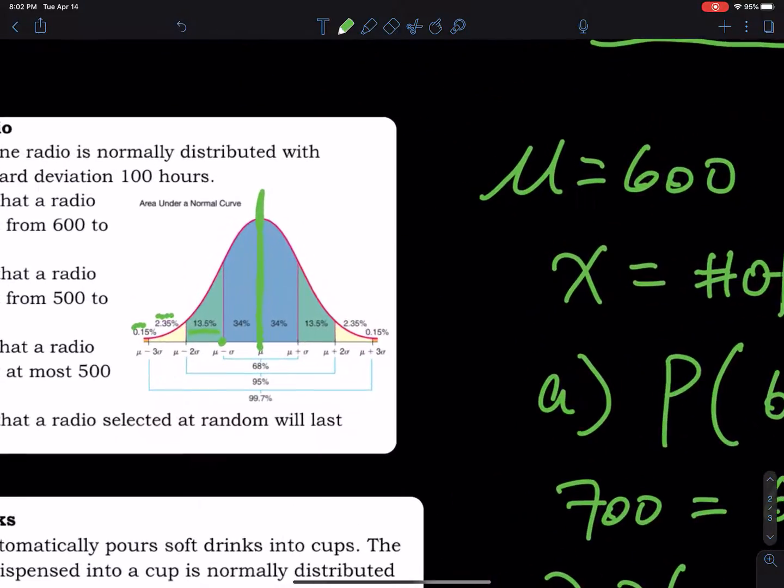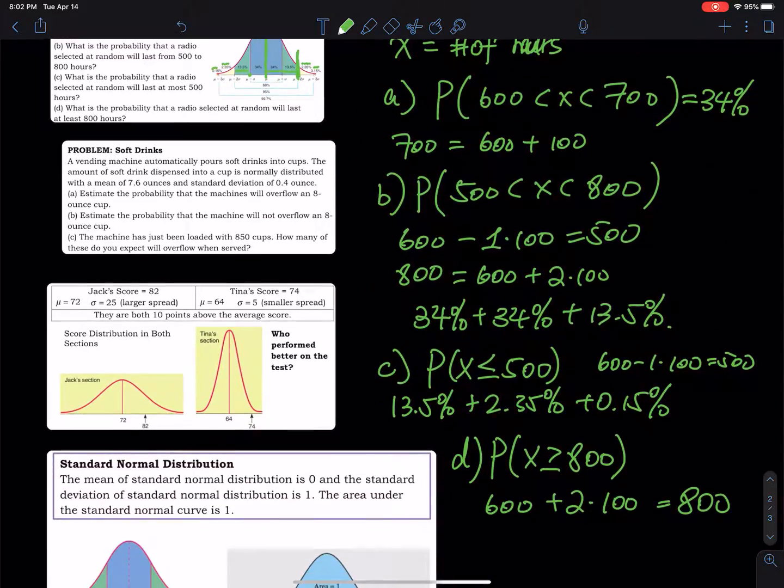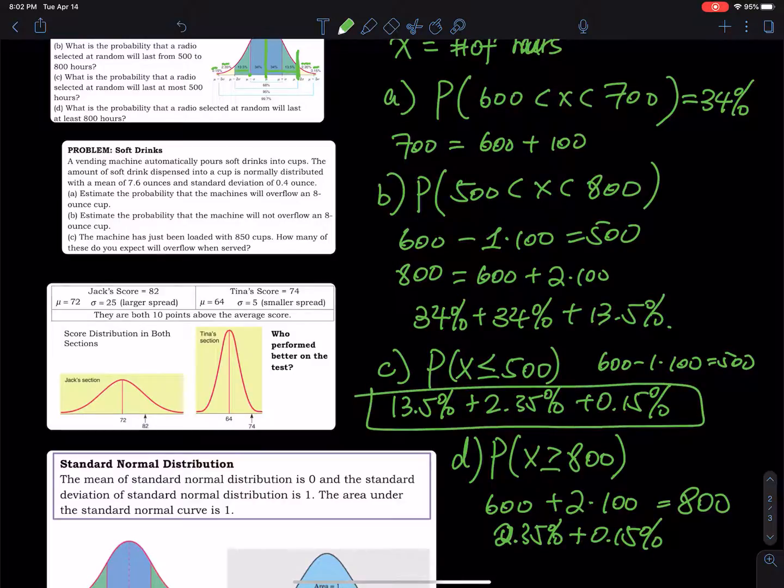So we take a look. We take 2 steps to the right. So the cut is right here, and then we take everything above that. So we take the 2.35 and then the 0.15. So the answer to this is 2.35% plus 0.15%. So that equals the answer. So that is how you answer the first question.